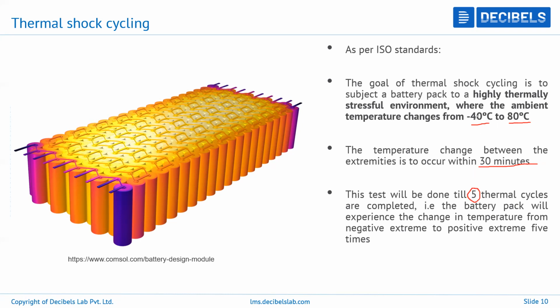So minus 40 to 80, and then 80 to minus 40, is one cycle. That would be repeated 5 times, and then it would be understood how the battery would perform in this kind of stressful environment. The goal is to understand how the cell would behave in a highly thermally stressful environment. You can see this is the ambient temperature, and this is a thermal image of how the entire battery pack would behave if subjected to very high temperatures. Here you can see the temperature distribution on this side.